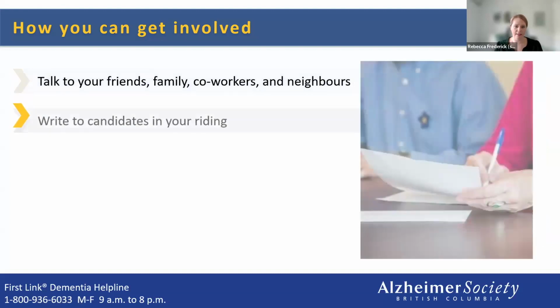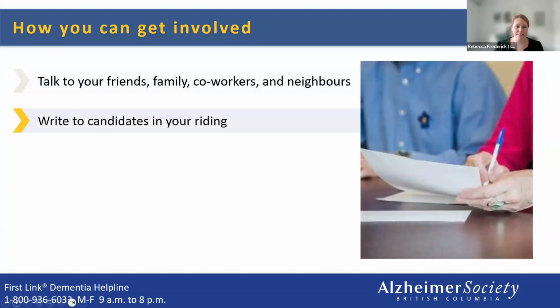The next thing that you can do is you can write an email or letters to the candidates in your riding. And this gives you an opportunity to share your personal story and ask the government or the candidates in your riding what actions they're planning to take to address some of your concerns. So we have a resource called A Simple Guide to Raising Your Voice, and we can put that in the chat pod, which gives you some tips on how to do this.